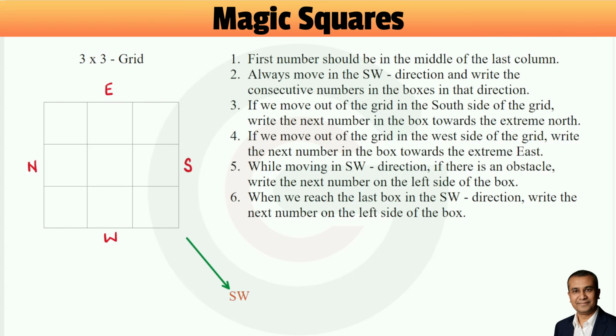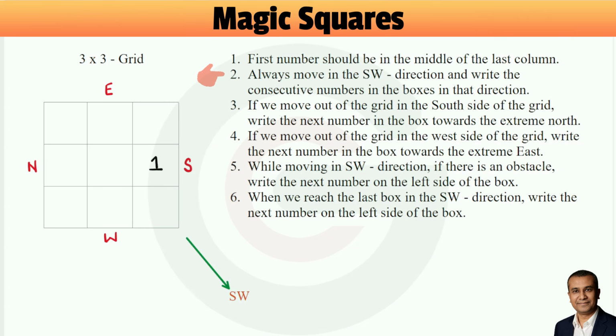Let's start. Here I have marked the directions east, west, north and south for your convenience. And this is the southwest direction in which we need to move across the grid. Now, because this is a 3 by 3 grid, there will be total of 3 into 3, that is 9 numbers. So rule number 1. The first number should be placed in the middle of the last column. So last column is this and middle of the last column, here we have to write 1.